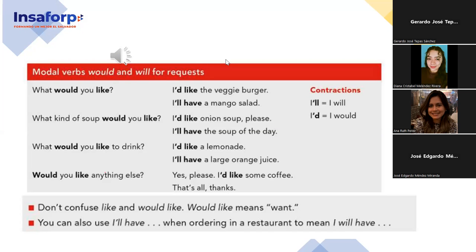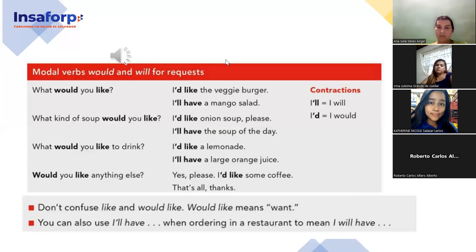So let's begin with the explanation of this grammar content. This one is somehow easy, but it's somehow confusing. These two are modal verbs, would and will. As you may know, here we have some questions. And these ones are requests. Okay, so these things are requests.